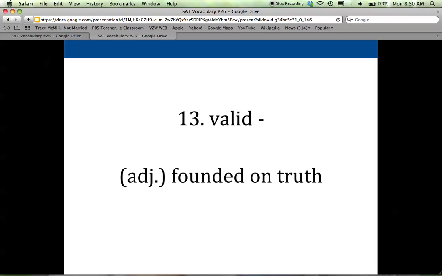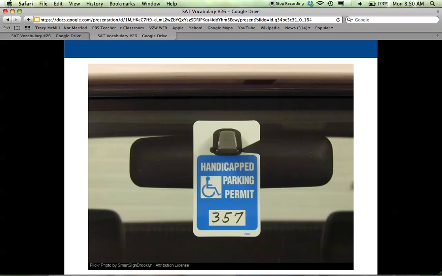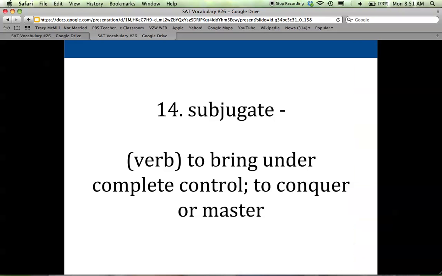13 is valid, and this describes anything that is true. Anything that is founded on truth. And so a lot of times if you're having an argument with someone and they say something, you might respond, that's a valid point, but. So you're saying that's true, but I have a different perspective maybe. And so you can think of valid as just being right, correct, true. If you look at parking permits, people come around to make sure they're valid, which means basically they're still able to be used for a particular window of time.